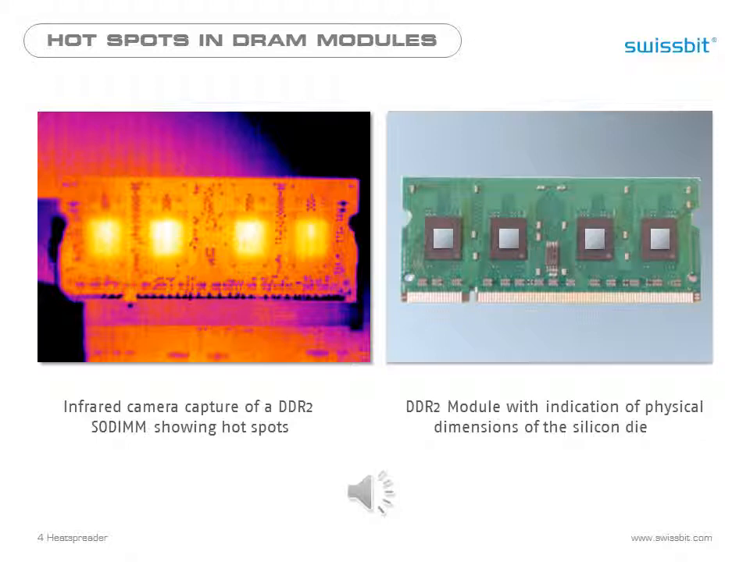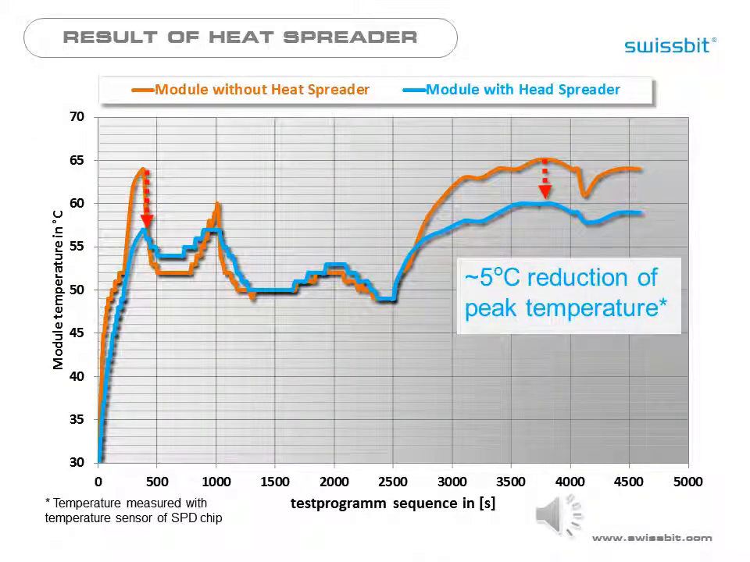The heat spreader dissipates the heat away from the hotspots and levels out the temperature distribution. The Swissbit heat spreader reduces the hotspot temperature by some degrees Celsius, which translates into higher data reliability and protection against data loss. This diagram shows the effective temperature reduction of a Swissbit module with a heat spreader against the same module without a heat spreader.